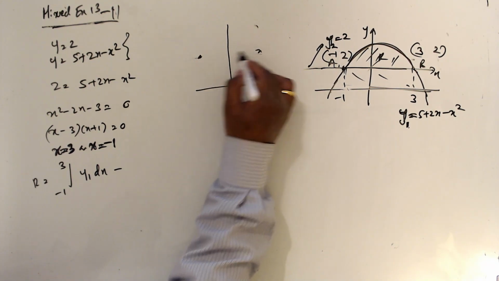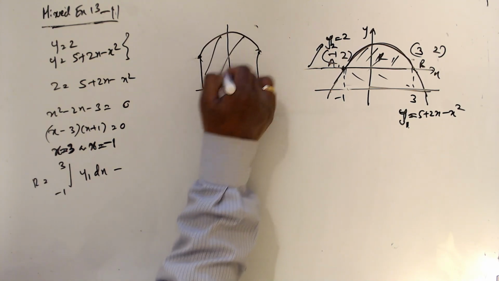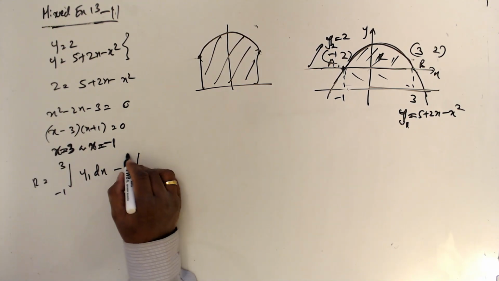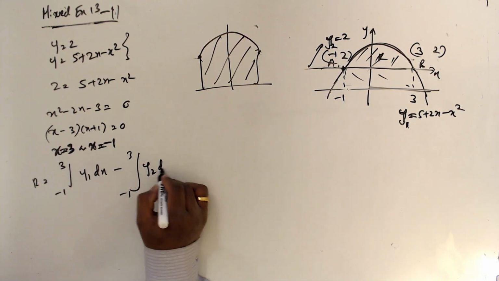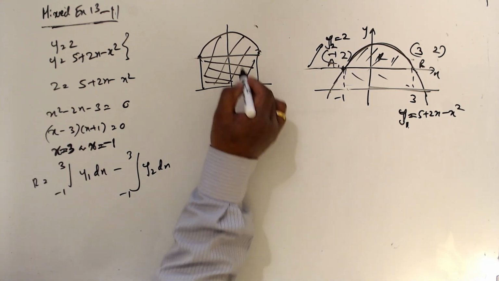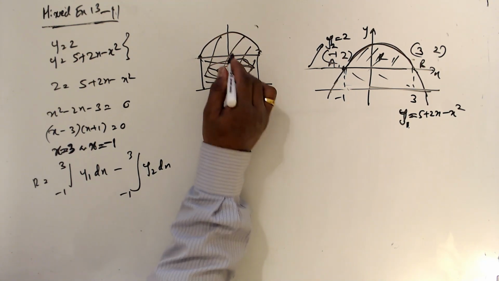From this point to this point, like this, we will get this whole area. Then again minus the integral from 1 to 3 of y2 dx, then we will get this area. And when we subtract this area from the whole area, we will get r.